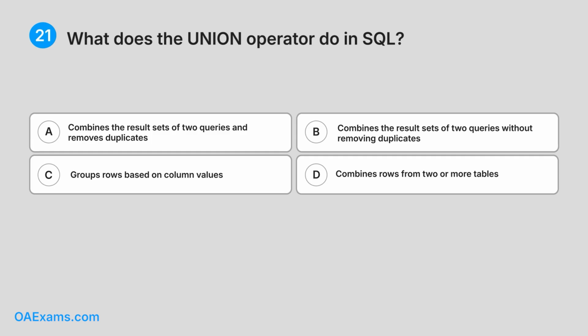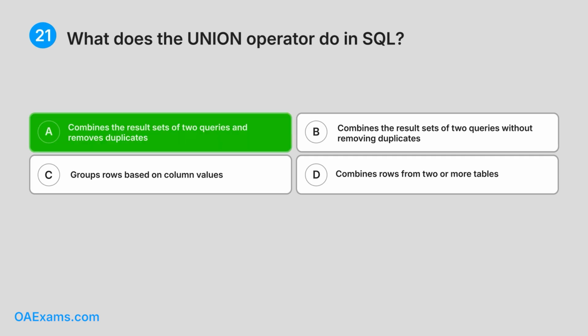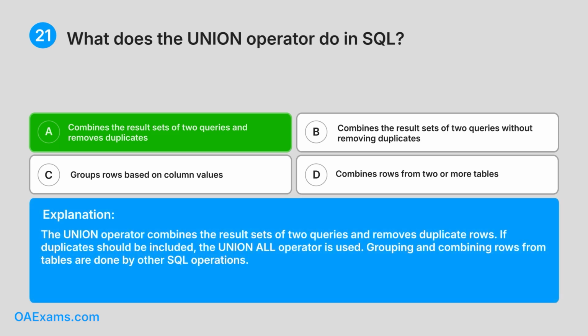Correct answer. A. Combines the result sets of two queries and removes duplicates. Explanation. The union operator combines the result sets of two queries and removes duplicate rows. If duplicates should be included, the union all operator is used. Grouping and combining rows from tables are done by other SQL operations.